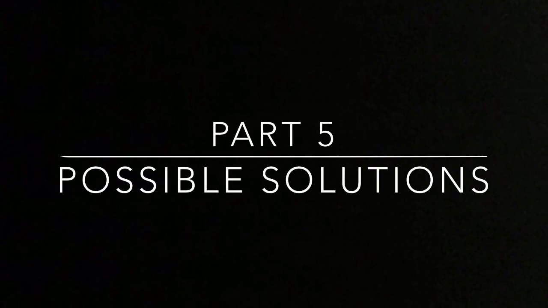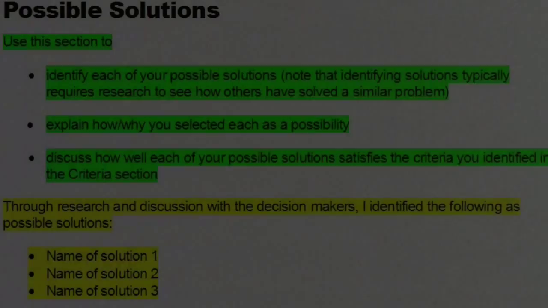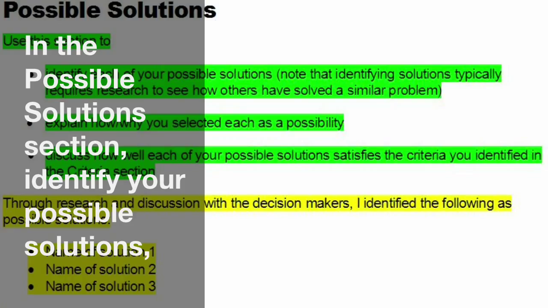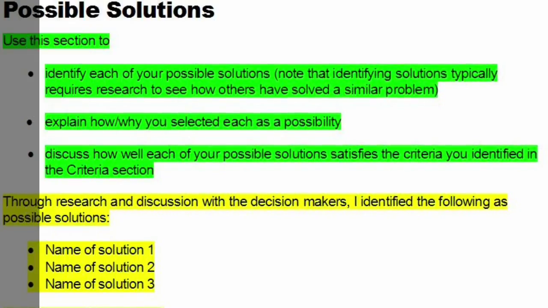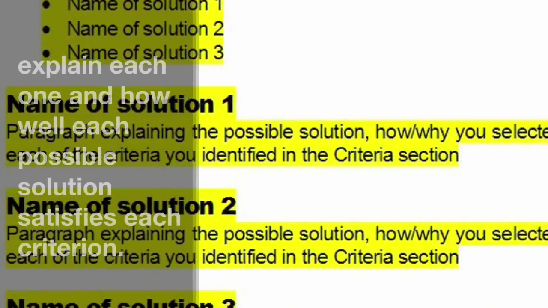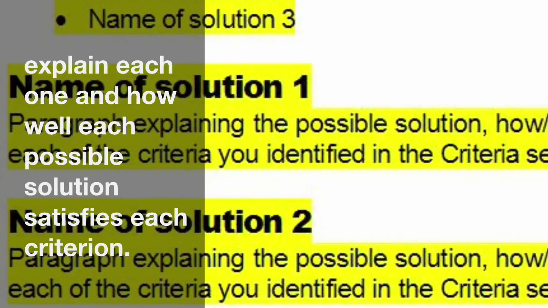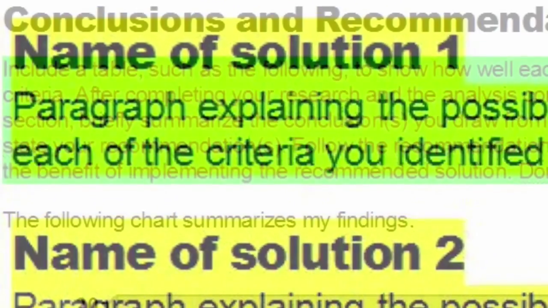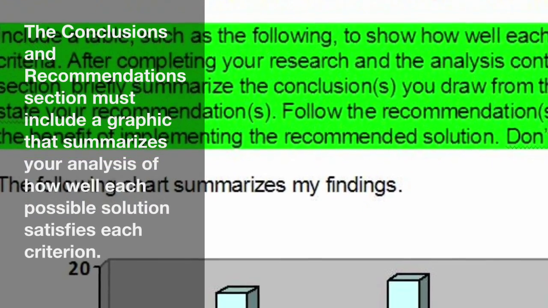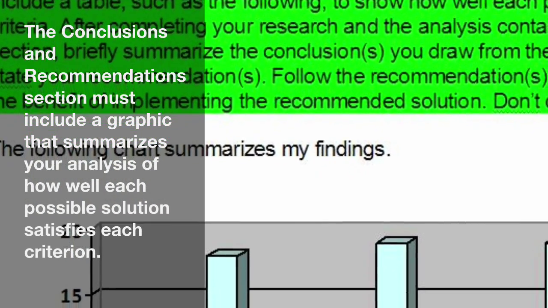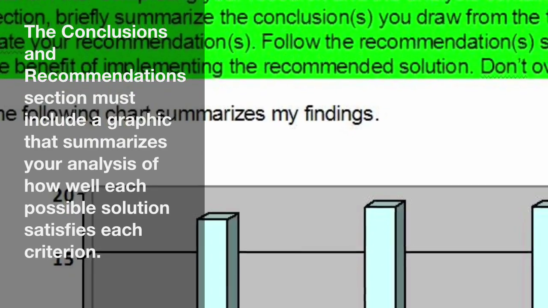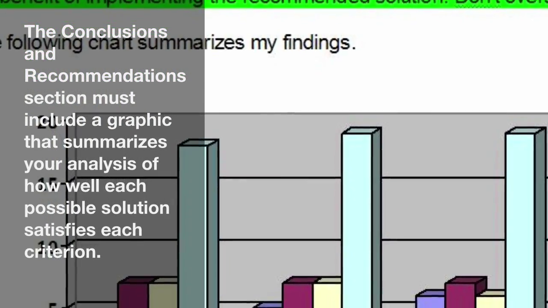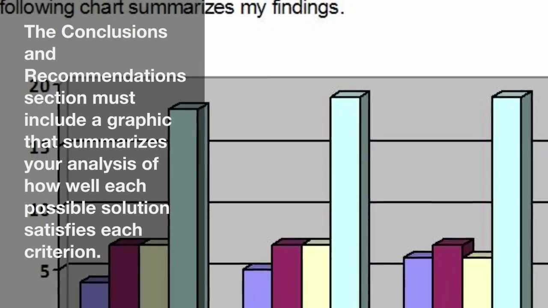Part 5. Possible solutions. In the Possible Solutions section, identify your possible solutions. Explain each one and how well each possible solution satisfies each criterion. The Conclusions and Recommendations section must include a graphic that summarizes your analysis of how well each possible solution satisfies each criterion.